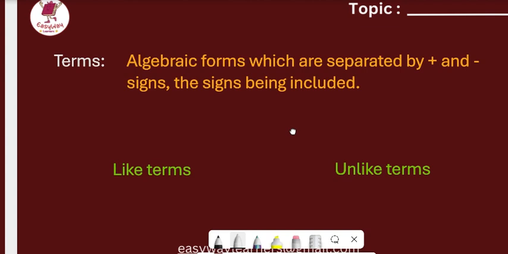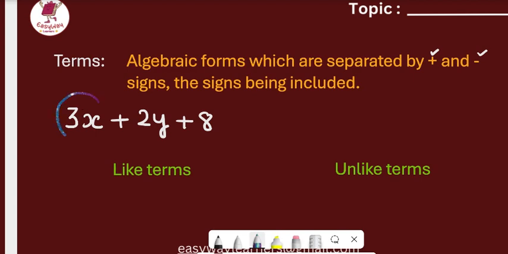The next is terms. What are terms? Terms are the algebraic forms which are separated by signs like positive and negative. Let's see. If I write one expression 3x plus 2y plus 8, I have three terms here. This is my first term, this is my second term, and this is my third term. Now terms are of two types, like terms and unlike terms.